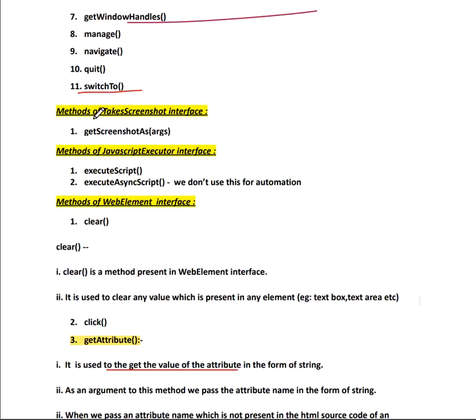Now we will see the methods of the TakesScreenshot interface. In the TakesScreenshot interface, there is only one method present, that is getScreenshot. And then in JavascriptExecutor, there is one method executeScript and the executeAsyncScript. But while using Selenium, we use only the executeScript method.